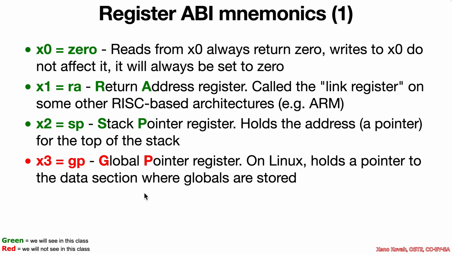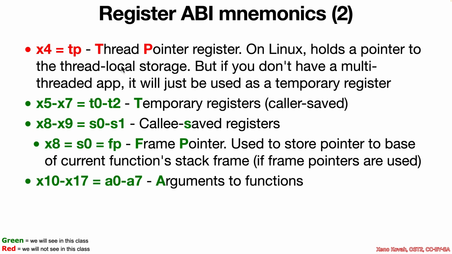So again, I haven't actually confirmed this. Perhaps in more complicated code, you will actually see this ABI convention being used. Perhaps GCC doesn't use it. I don't know for sure. I'm just reporting on what I've found it is ostensibly used for. Another mnemonic that we're not actually going to see in this class is X4 being used as TP or the thread pointer.